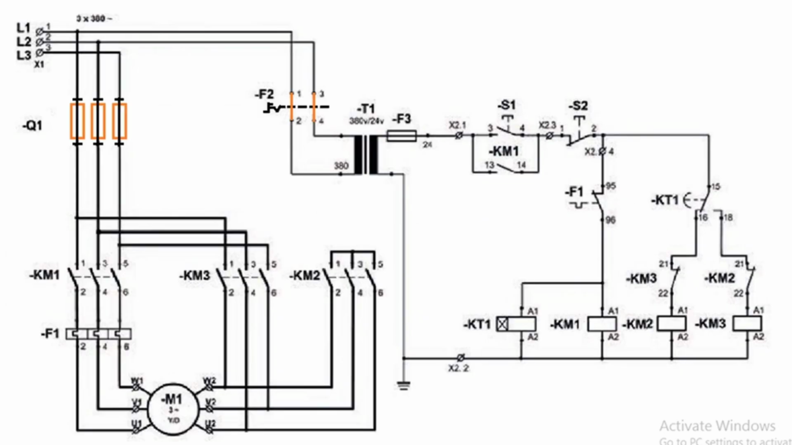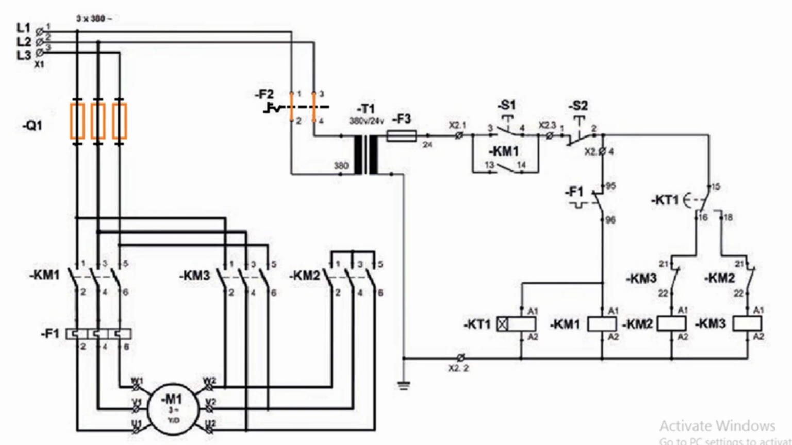The Star Delta Starter consists of two circuits, the power circuit and the control circuit. To know in more detail the function of each equipment, please refer to the DOL starter video. There are some differences between the power circuit and control circuit of the Star Delta Starter as compared to the DOL starter. In the power circuit, two more contacts of contactors KM2 and KM3 are there. These contacts are for switching the motor from star to delta mode.